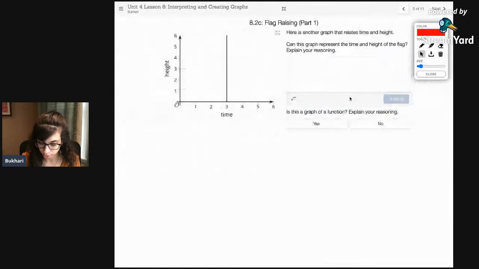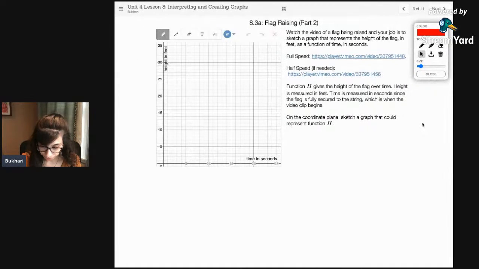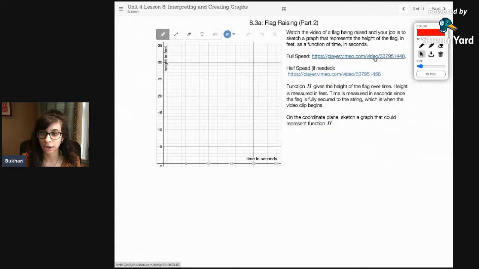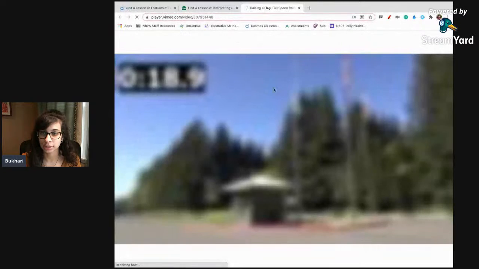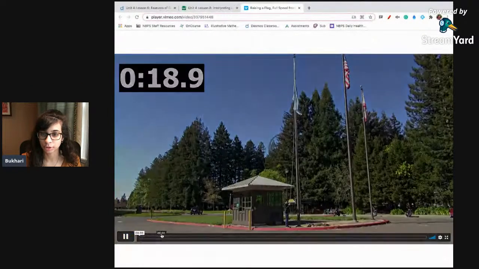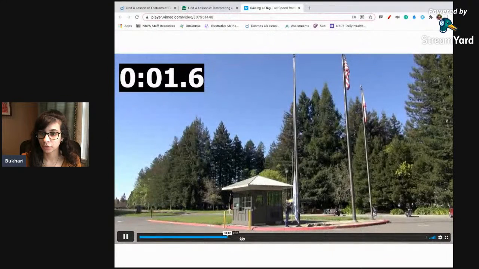This goes into what we were talking about in our first lesson of what defines a function. In the next part, you went from graph to situation, and here you're going from situation to graph. You're going to click on these links and watch the videos of a flag being raised. I'm not going to play all of it, but you're going to play a video of a flag being raised.